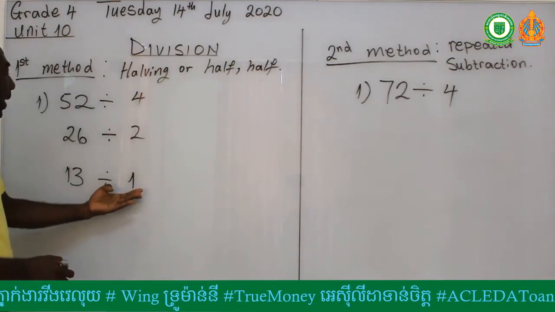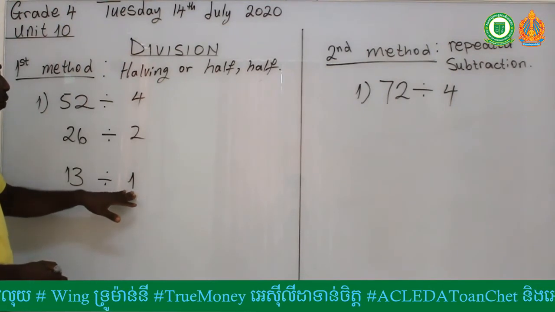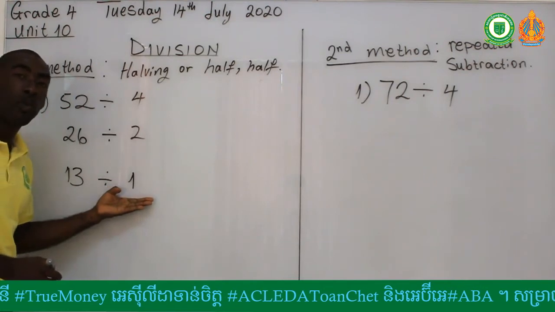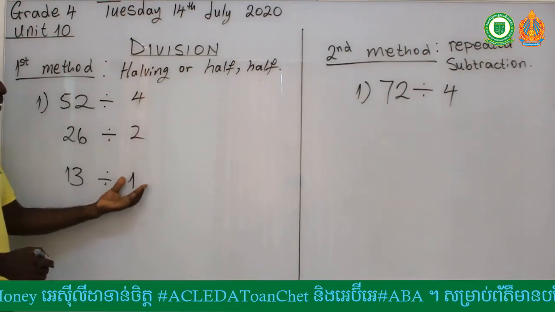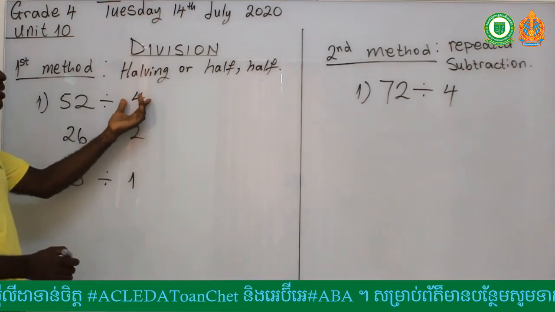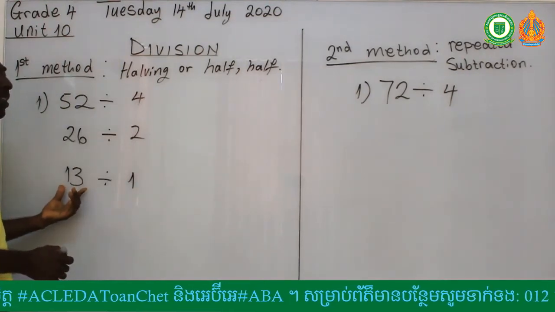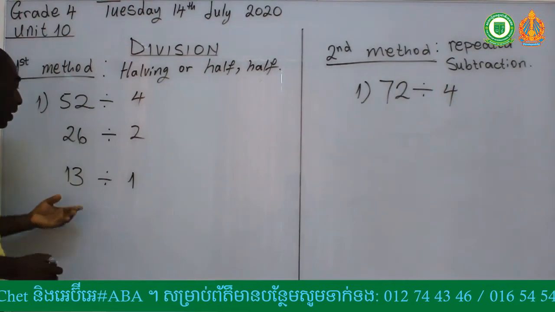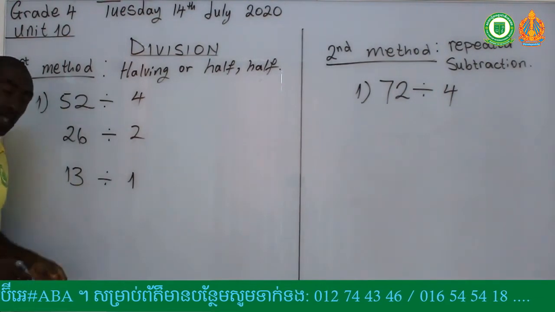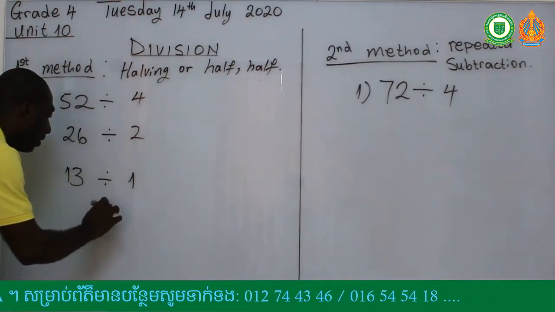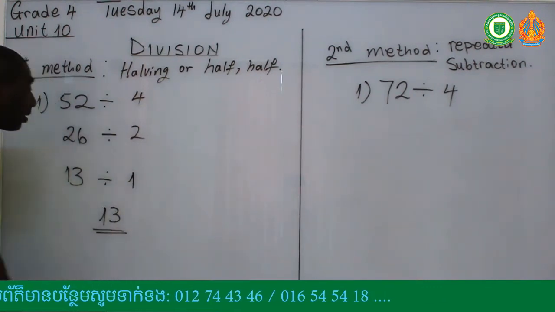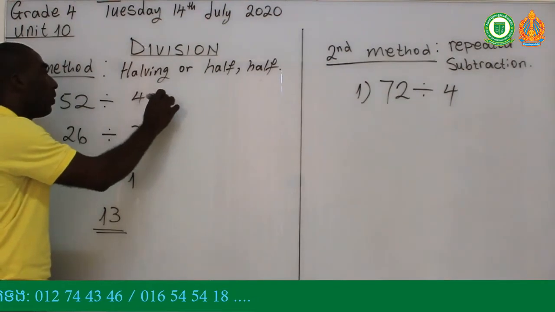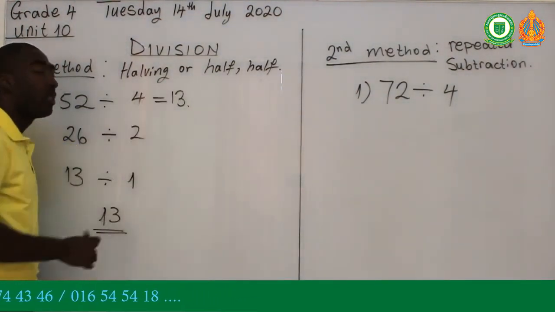So once you get here and you have 1 here, it means this is your final point. It means one person out of the four people is getting 13. That means 52 divided by 4 is equal to 13. So your final answer becomes 13.